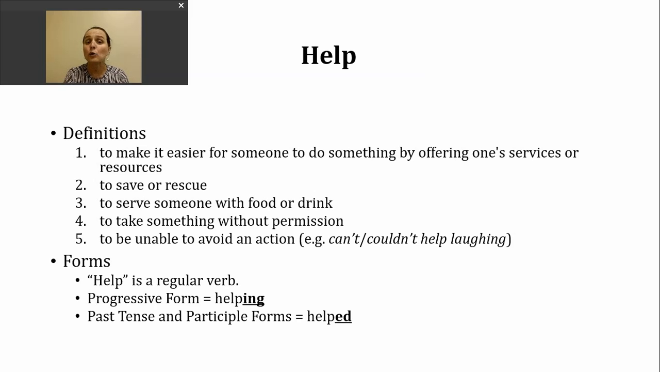Help is a regular verb. To make the progressive tense, all we need to do is add ing to make helping. The past tense and participle forms of this verb are made by adding ed. And because this verb ends with a p or a p sound, the ed is going to make a t sound. Helped, helped.